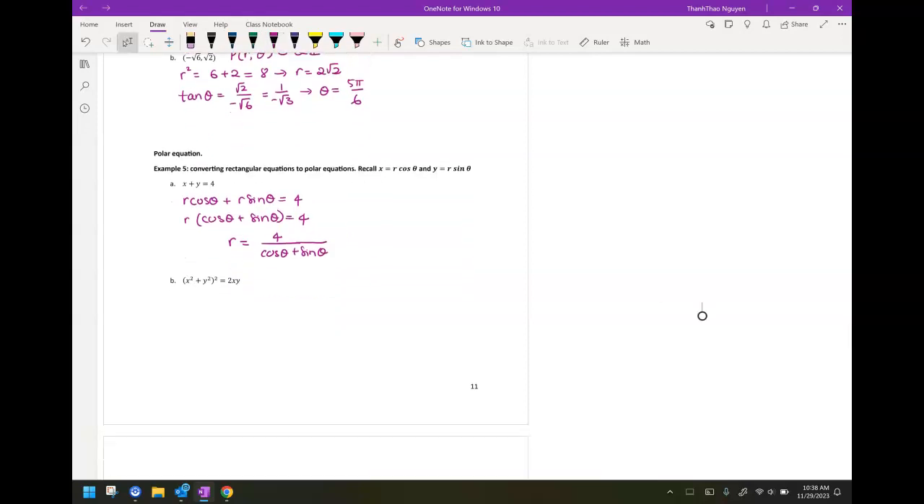In the next one, well, recall that x squared plus y squared equal r squared. Then I can write this as r squared squared, make r to the 4 equal 2 times r cosine theta times r sine theta. So r squared equal 2 cosine theta sine theta, and that is sine 2 theta.